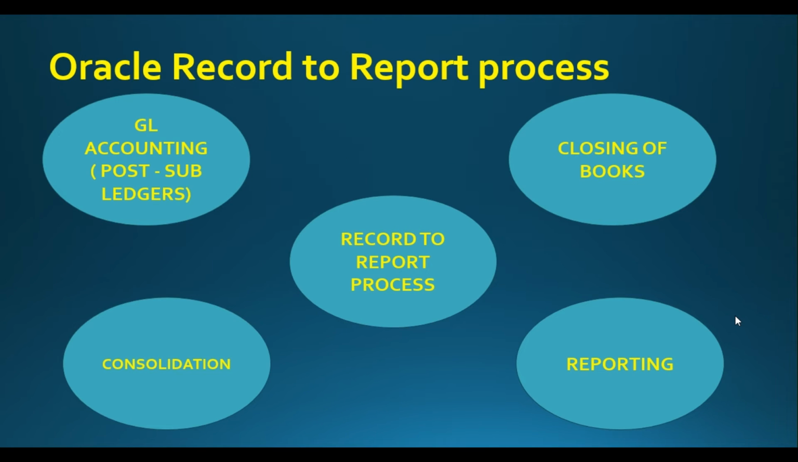So in a broader vision, if you try to understand the record to report process, as I mentioned earlier, your GL accounting is going to happen post your subledgers. All your subledgers have to be closed and posting has to happen and be transferred to the general ledger module. Once this is done, your GL accounts get closed, then you do the closing of the books. After that, you can do the consolidations.